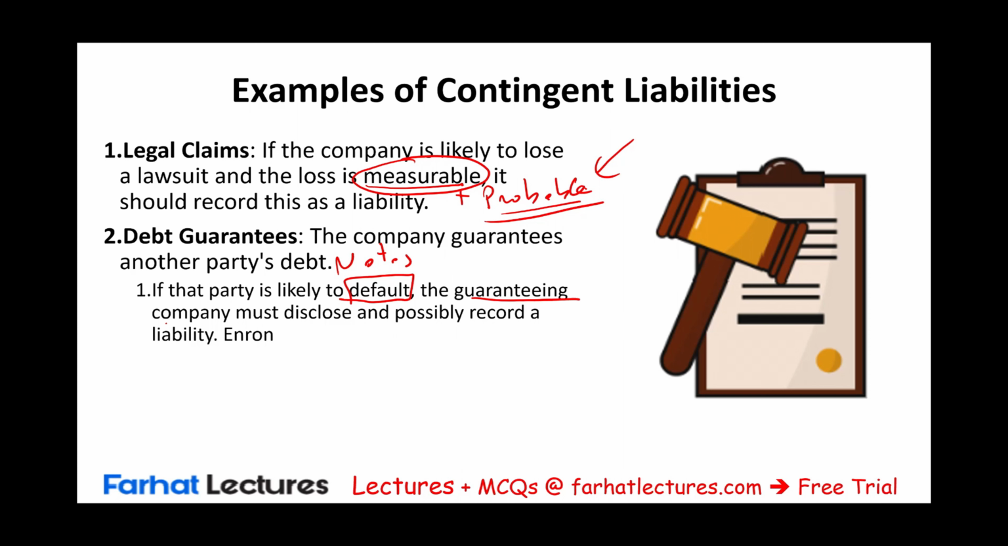The guaranteeing company must disclose and possibly record a liability. It means if there is a chance they are going to default and you're going to have to come up with the money, because if you guaranteed the debt, the bank doesn't care. The bank, if the original party doesn't pay, they go over the guarantor. And that's why they ask for a guarantor, because they don't trust that company in the first place. So the other company is responsible for the debt.